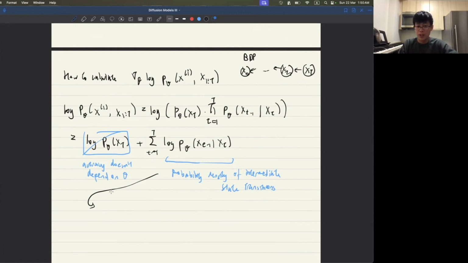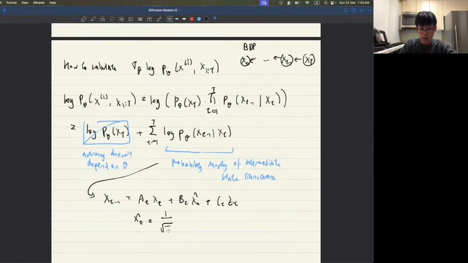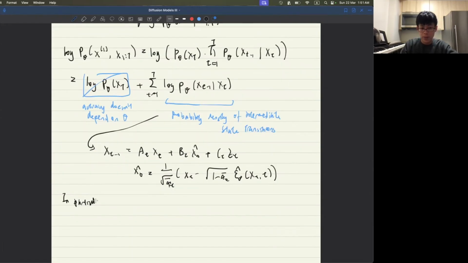So over here, we really want to leverage our knowledge of the backward diffusion process, which is that x_{t-1} we can write as a linear combination of x_t, x0 hat, and some random noise. And this x0 hat is really 1 over square root alpha_t times (x_t minus square root 1 minus alpha_t bar epsilon theta hat of x_t, t). So in particular, all of these are constant terms except for this z_t over here, which is a normal 0, I.